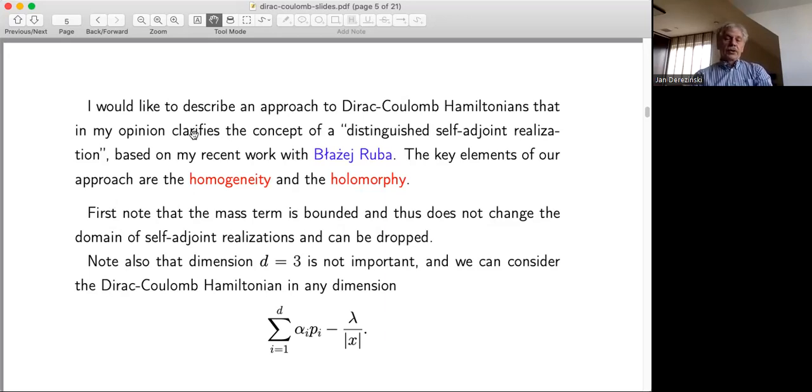So physically, the dimension 3 is distinguished, but just for mathematical fun, let's consider the massless Dirac-Coulomb Hamiltonian in any dimension. So first we have the sum of the usual kinetic term of the Dirac operators. So alpha i's are the Dirac matrices, p i's are the momenta, and we add the Coulomb potential.